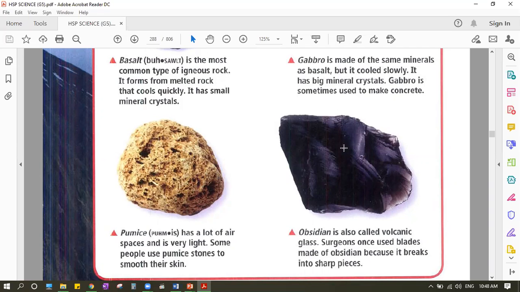Guys, do you know that obsidian used to be used in surgeries, in old times, before, of course, they had all the instruments? Surgeons used to make blades out of obsidian and use it to cut through skin. Really? Yes, because it made really sharp pieces and it's really strong, so they used it to cut things with.